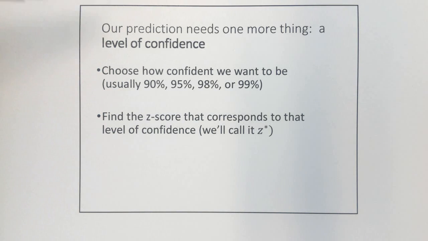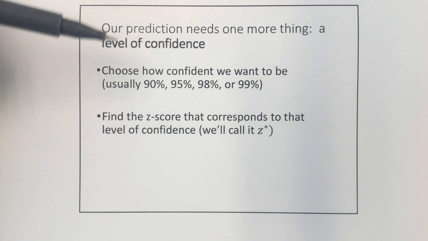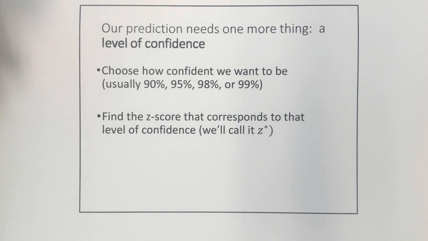So we're going to need one more thing. How sure do we want to be that our prediction about what the population is going to do is right? Do we want to be 90% confident? Do we want to be 95% confident? Do we want to be 98% confident? Do we want to be 99% confident? You're never going to be 100% confident unless you say it's between 0 and 100%. Then you could be 100% confident. But that's kind of a dumb answer because we already knew that. That's true all the time.